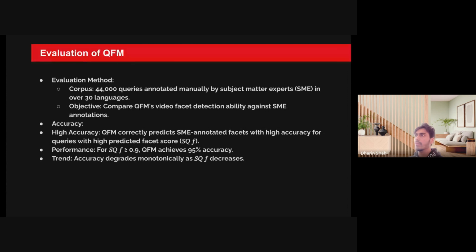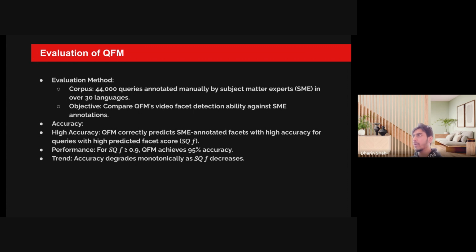The objective was to compare QFM's video facet detection against the annotations of people who annotate which query should match what. So it's like a manual training process where you annotate and label things more relevant to each query that people have fired, and then compare that against the QFM model and see how much better or worse it performs, right? The performance, as you can see on the screen, was super impressive. It's 95% accuracy.